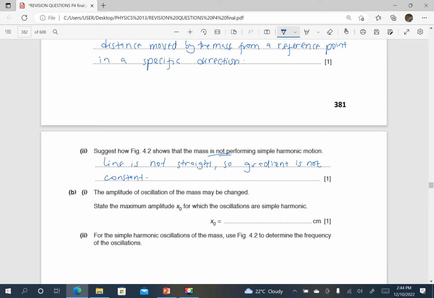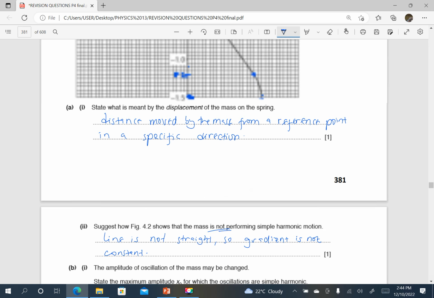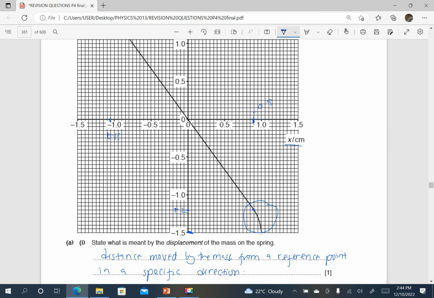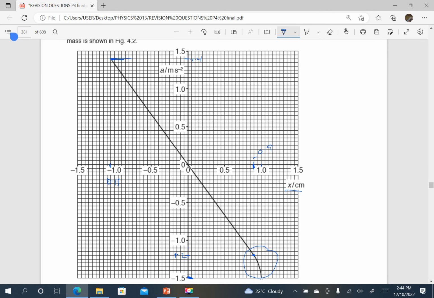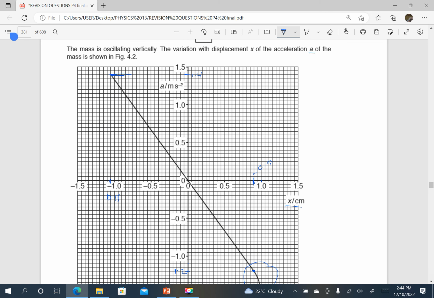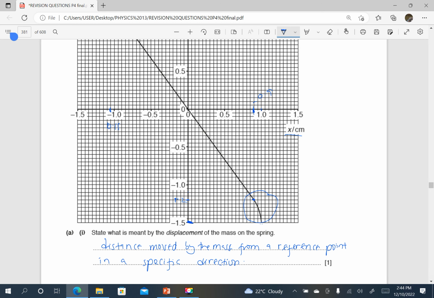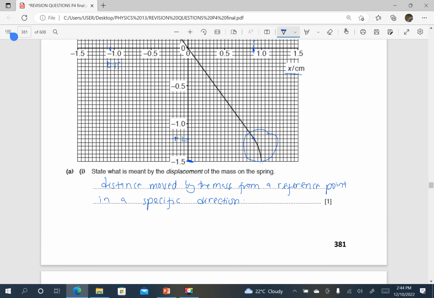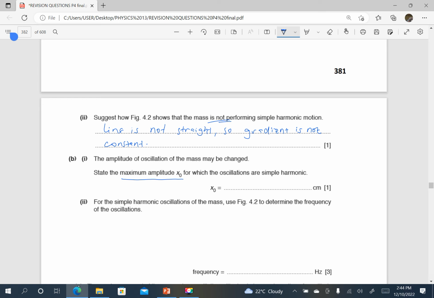The amplitude of oscillation of the mass may be changed. State the maximum amplitude for which the oscillations are simple harmonic. From the graph, we saw that at the bottom, the line stops being straight at 0.9. That means simple harmonic motion only occurs when the maximum amplitude is the same on both sides. That's where the straight line stops. So the straight line stops at 0.9. That means the maximum amplitude for which the motion is simple harmonic is 0.9. It is just where the straight line stops. So the answer here is 0.9. It can be varied between 0.85 and 0.9.